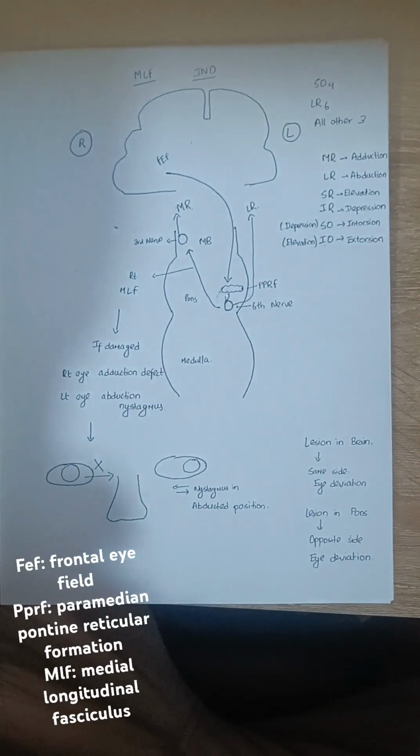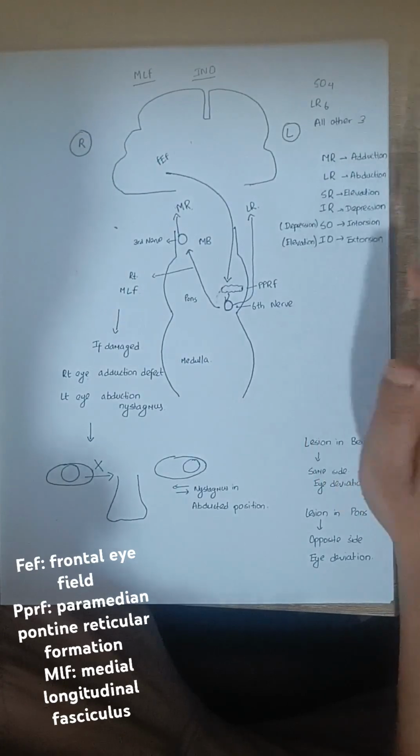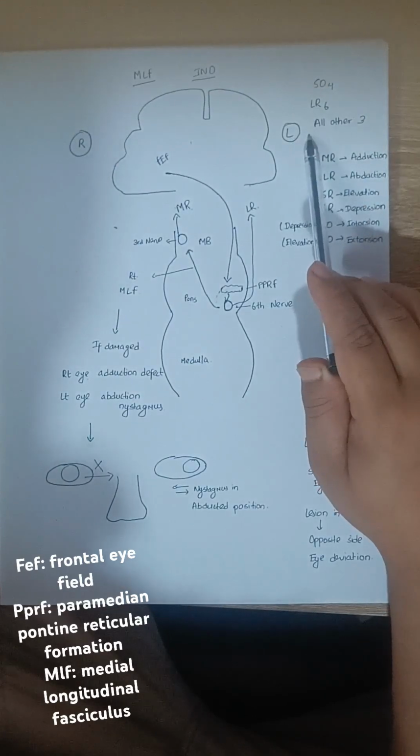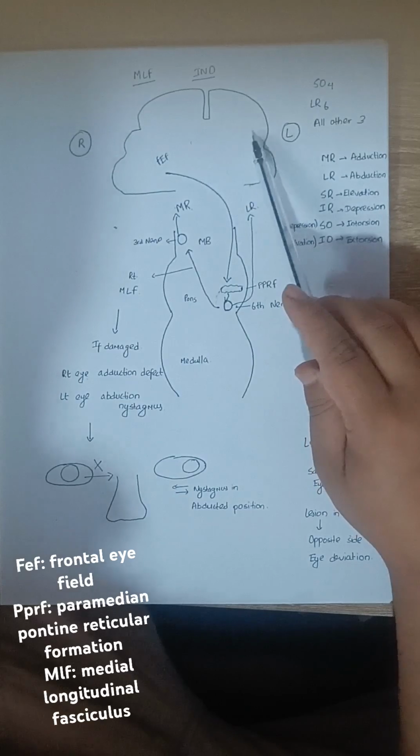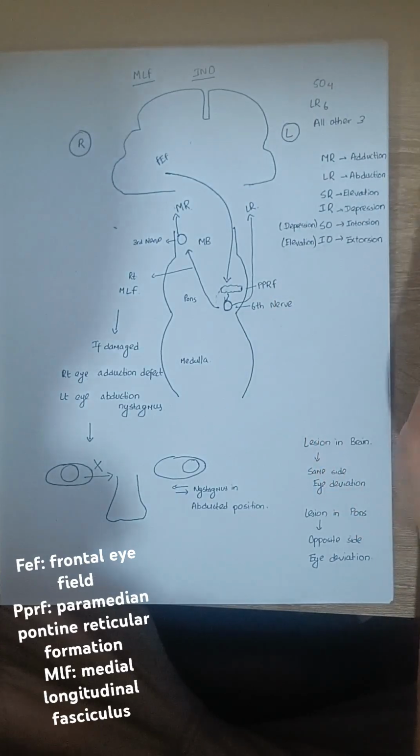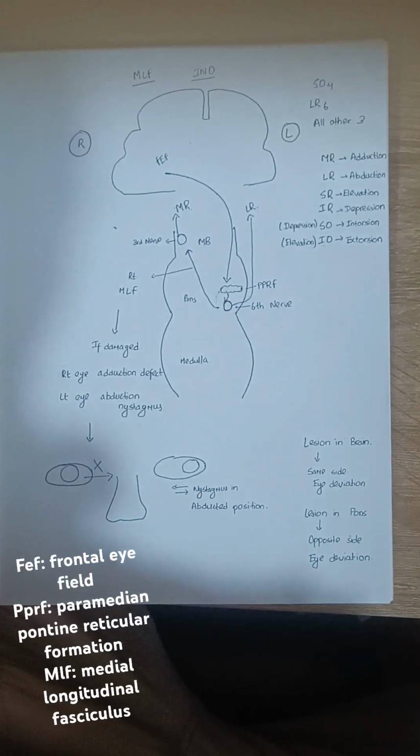That means whenever we tend to look to the left, our left eye must abduct, and at the same time our right eye must adduct. So that is the conjugate gaze movements, and that is how our brain is wired.